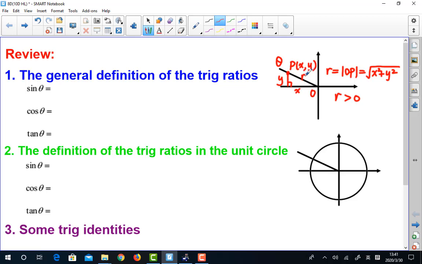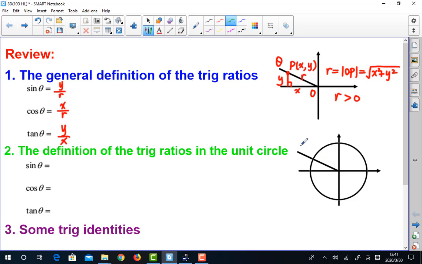Based on x, y, and r, we can define sine theta as y over r. Cosine theta is x over r. Tangent theta is y over x. HL students, you need to review the other three trig ratios yourself. The second definition for the trig ratios occurred in the unit circle.